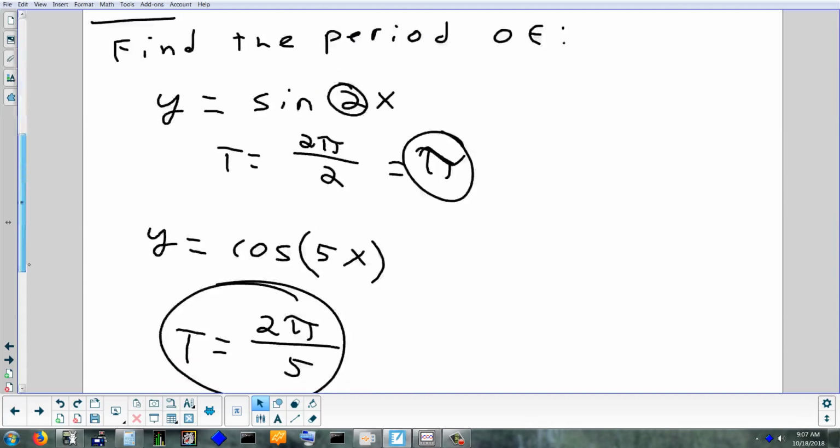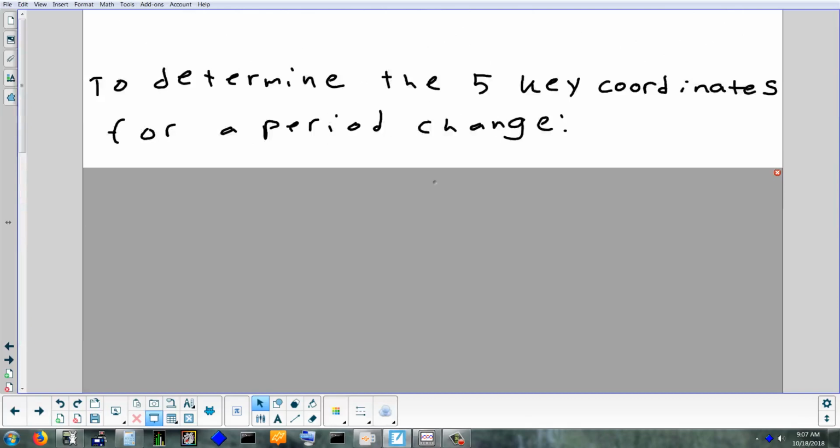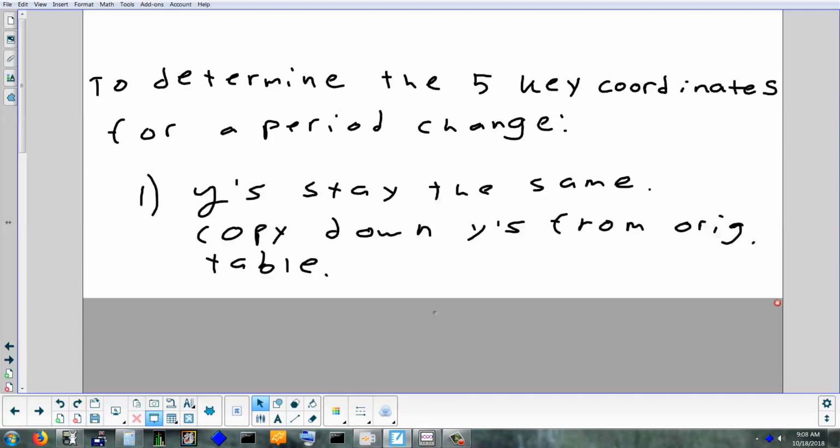All right. So finding the period, a few examples, and now we'll look at what happens to the 5 coordinates in the table when we do a period change. We're stretching and compressing left and right. So what's changing? The x's. That means the y's are staying the same. Unfortunately, those are the easy ones to work with, so we're not going to get to work with 1s, 0s, and -1s today. Those are going to stay the same. We're going to have to work with the x column.